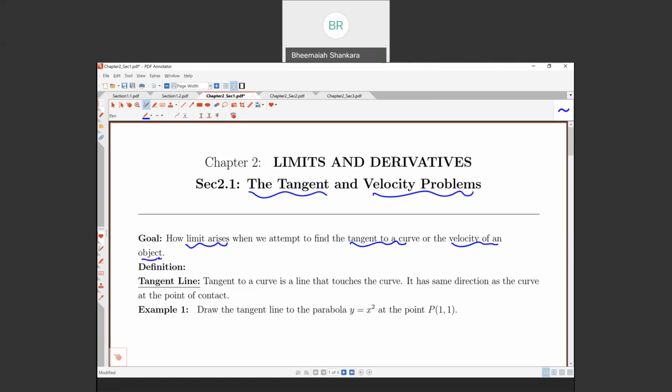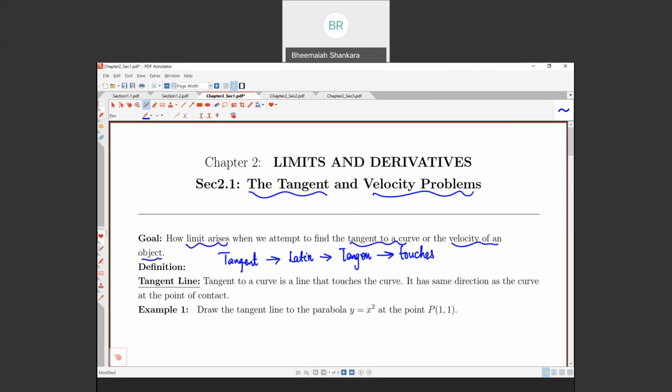So when we say tangent, this is from the Latin word which means it's tangent, and the tangent means it touches. So the line which touches the curve at one point is called a tangent.